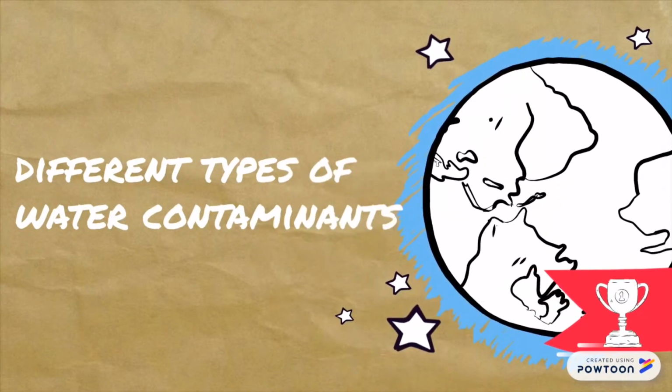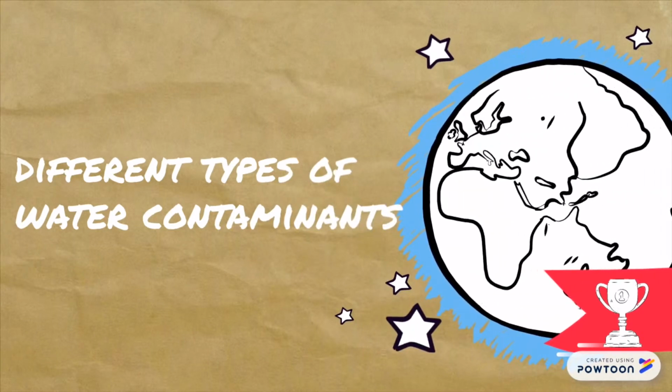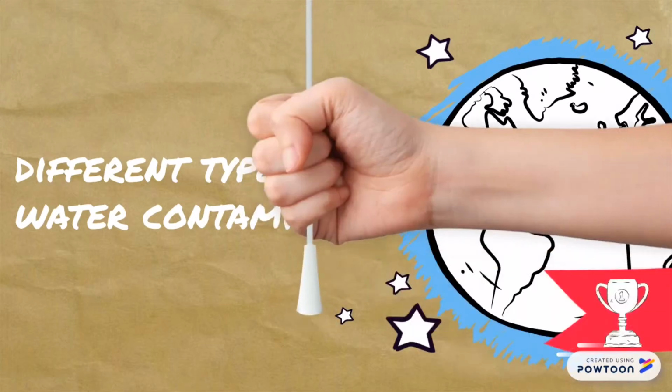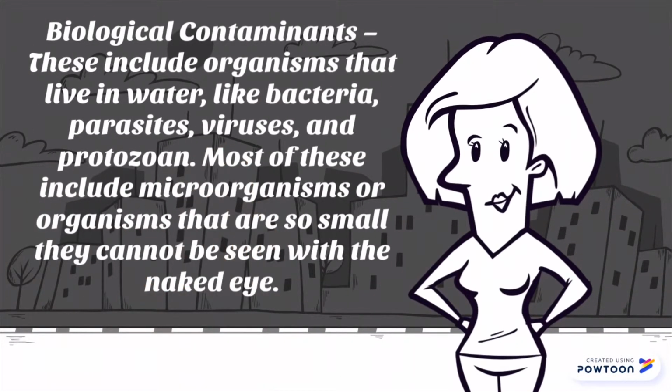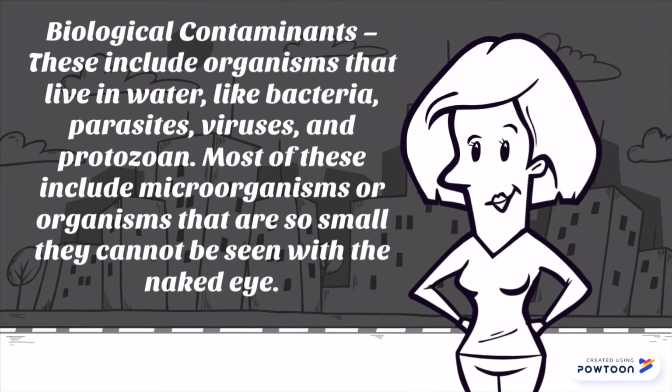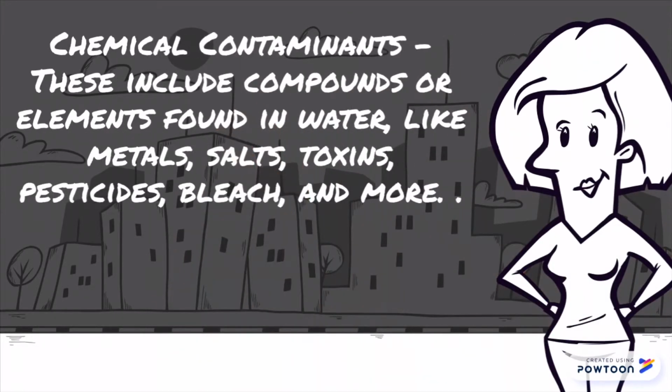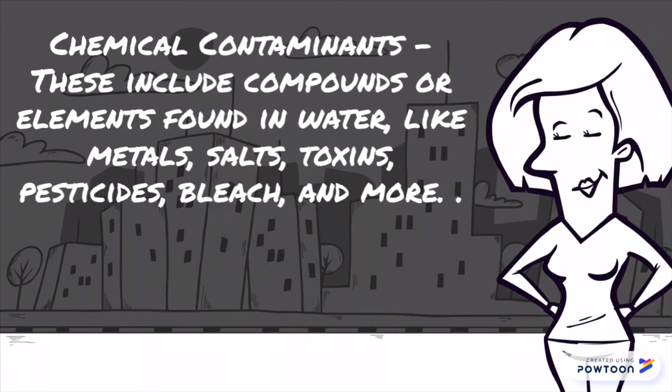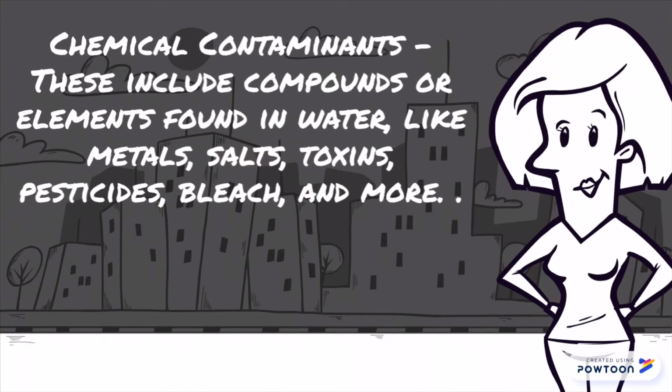Different types of water contaminants. Biological contaminants. These include organisms that live in water like bacteria, parasites, viruses, and protozoa. Most of these are microorganisms or organisms that are so small they cannot be seen with the naked eye. Chemical contaminants. These include compounds or elements found in water like metals, salts, toxins, pesticides, bleach, and more.